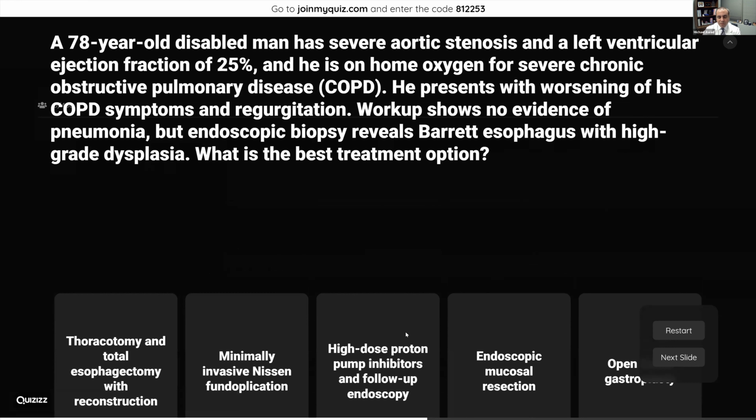is esophagectomy. So the best treatment for high-grade dysplasia is esophagectomy, given the high risk of adenocarcinoma. However, this man is not likely to tolerate general anesthesia because of his poor cardiac and pulmonary functional status. And so a thoracotomy and esophagectomy would not be the best option in this patient. EMR, or endoscopic mucosal resection, has been successful in treating high-grade dysplasia and stage 1 carcinoma and could be undertaken with fewer anesthesia-related complications. Nissen fundoplication, high-dose PPIs, and gastropexy are not helpful in the treatment of high-grade dysplasia. So the correct answer is EMR for this one.